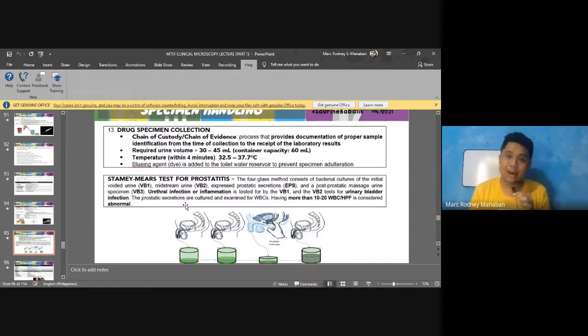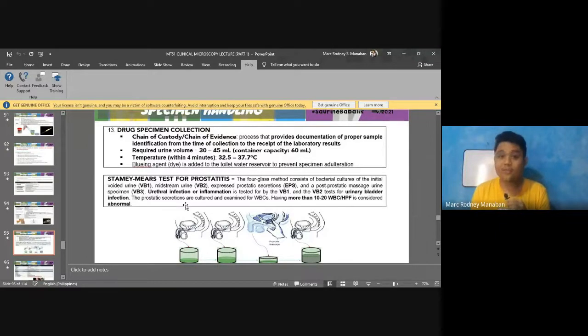All right? Because again, adulteration is any means of tampering with your specimen. Because again, of course, if someone is involved in drug cases, they want to make sure the result is negative so that nothing can be proven or anything. So, that's adulteration. And again, what is the most common adulterant that is used?